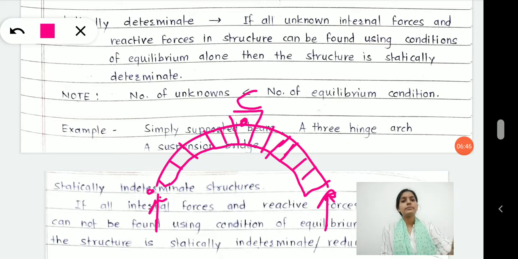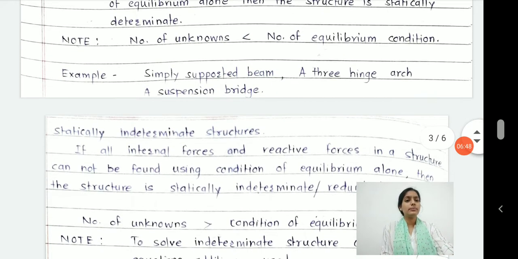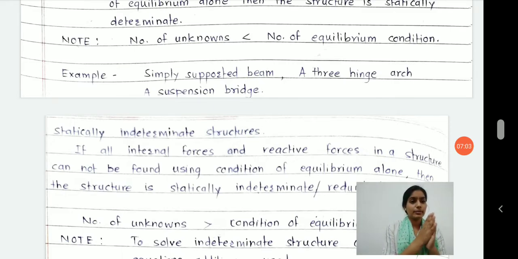Next is suspension bridges. You have seen that suspension bridges can also be solved to find all the unknowns in the structure, using only equilibrium conditions. Now how it happens, for that you have to take an example and solve it, right?